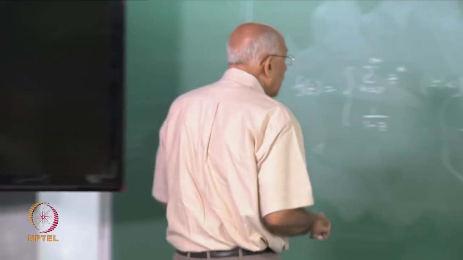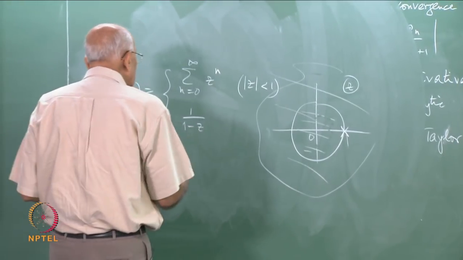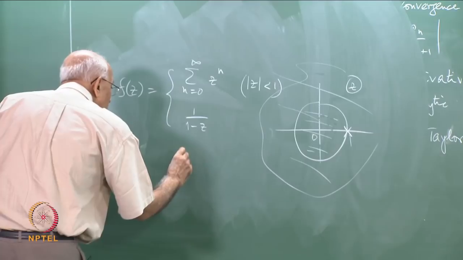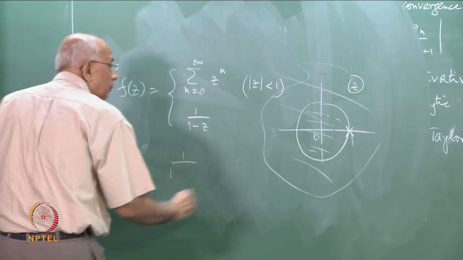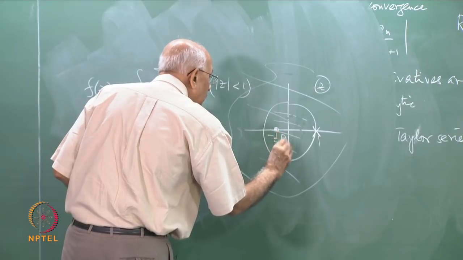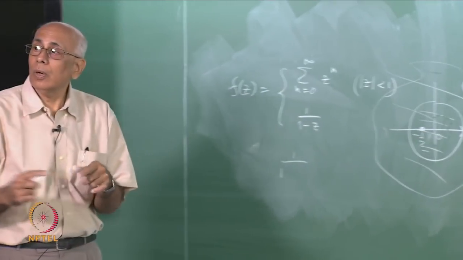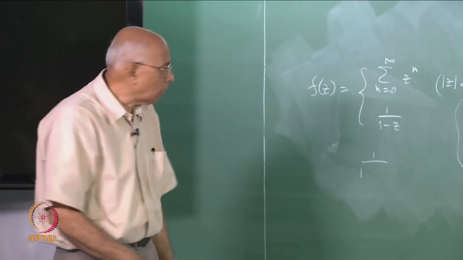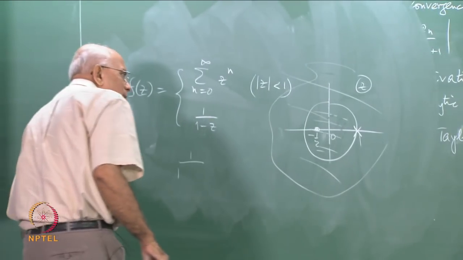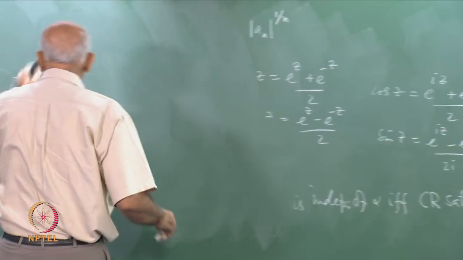Now suppose I had decided not to do this, but I decided to write this in a different way. Suppose I wrote this as 1 over, and I want to find a series about this point, which is minus a half, let us say. I want a power series about the point minus a half. So what will I do? I work backwards.